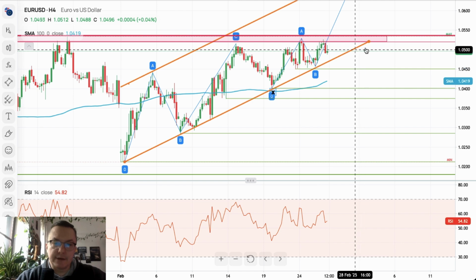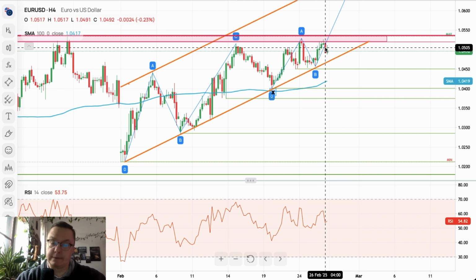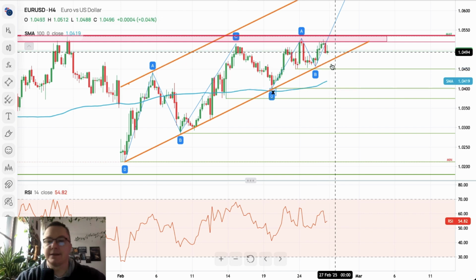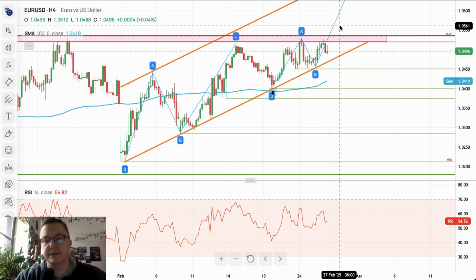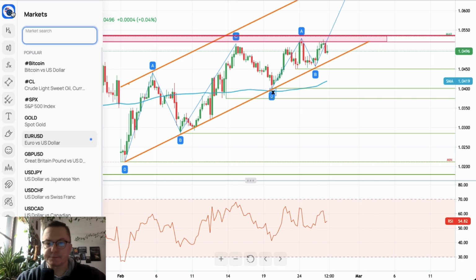So this zone here might be used by the bears to sell at a better price basically, and there might be a breakout to the downside coming. Obviously, on the other hand, any breakout above the supply zone is very good for the bulls, and higher prices should be seen. So that's the euro dollar.